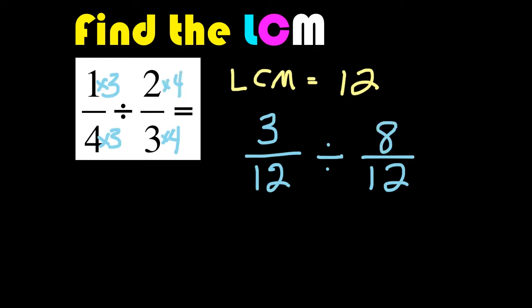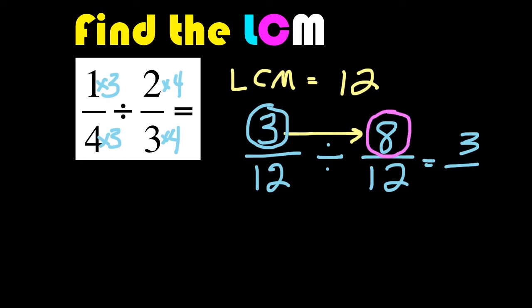Now we're just going to divide our numerators. For our denominators, 12 divided by 12 equals 1, so we don't have to mess with our denominators here. We're just going to look at our numerators. The numerator of our first fraction is going to be the numerator of our new fraction, and the numerator of our second fraction is going to be our new denominator.